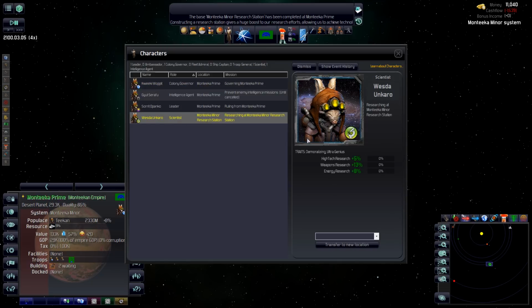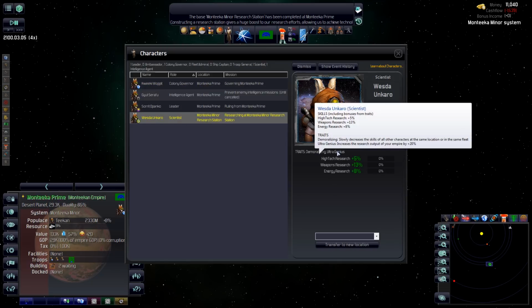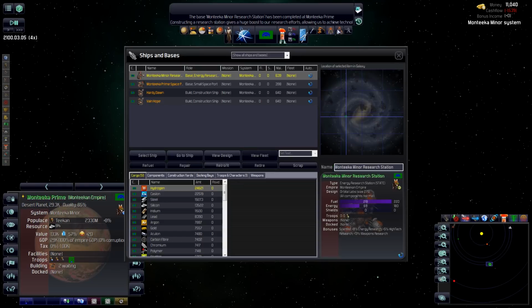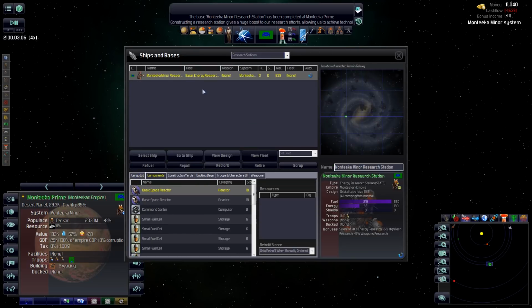Let's have a look at our scientist. Hey, he's demoralizing, but he's an ultra genius. Ugh. Okay, well, as long as he's on the station. Yeah, he's on the space station already. Okay, I'm going to rename that. That should be called Star Lab, because that name is way too long.